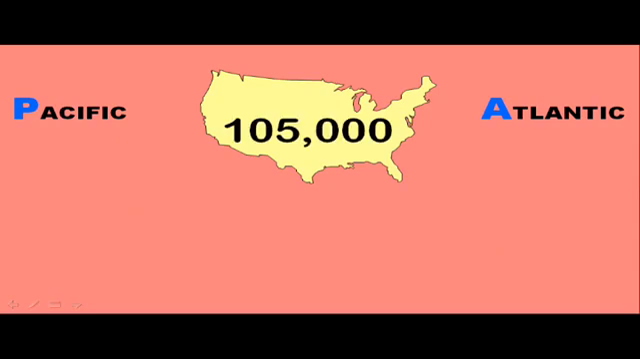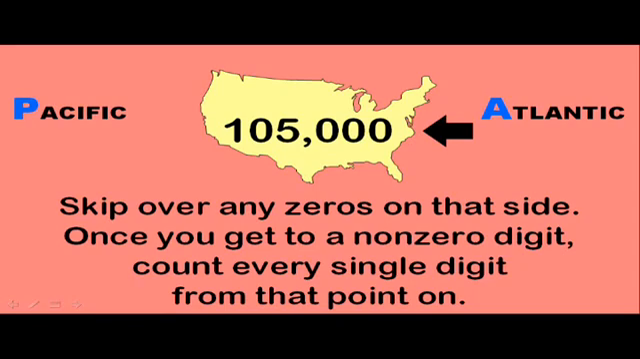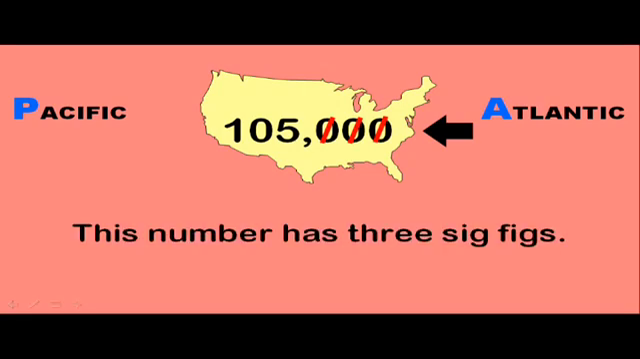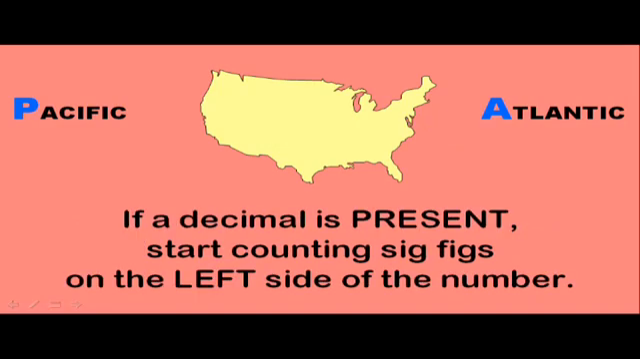Consider the number 105,000. A decimal is absent, so we start counting on the Atlantic Ocean side. And if there are any zeros on that side, we skip over them. Once we get to a non-zero digit, we would count every single digit from that point on. Therefore, this measurement, 105,000, has exactly 3 sig figs.